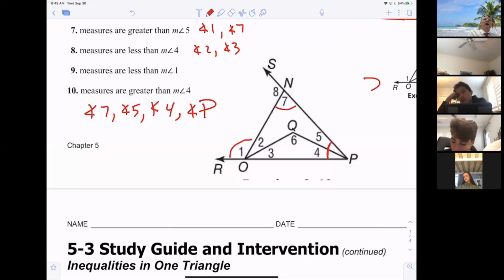6 is not a remote interior angle. I don't care. Listen to me. Angle 1 has to be greater than this and greater than this. 6, I don't even know what that is. No. Mr. Stroud, tell me.